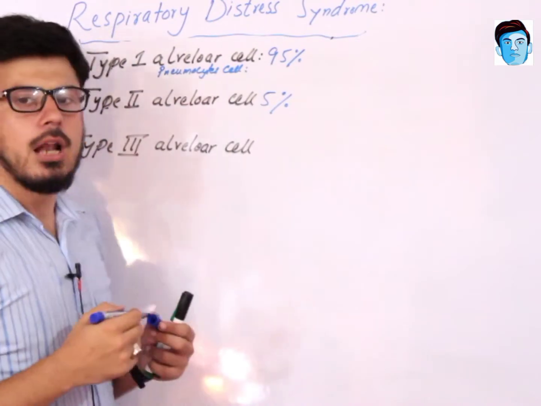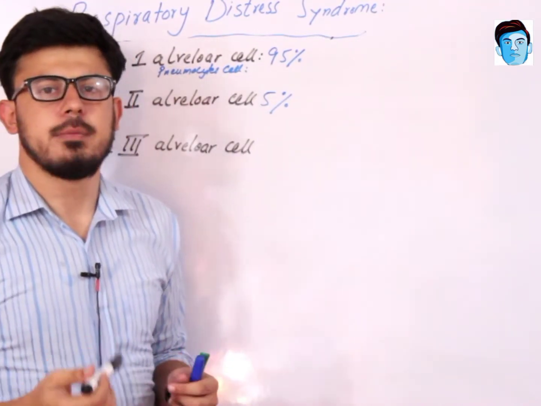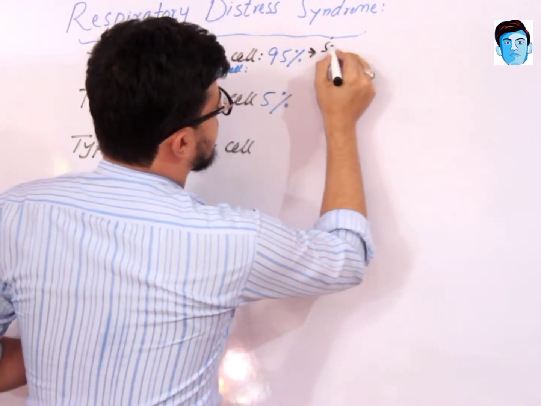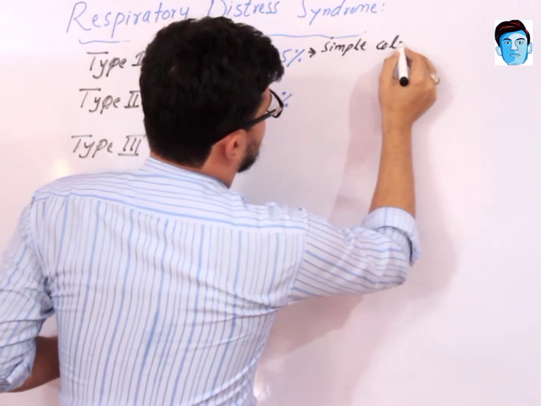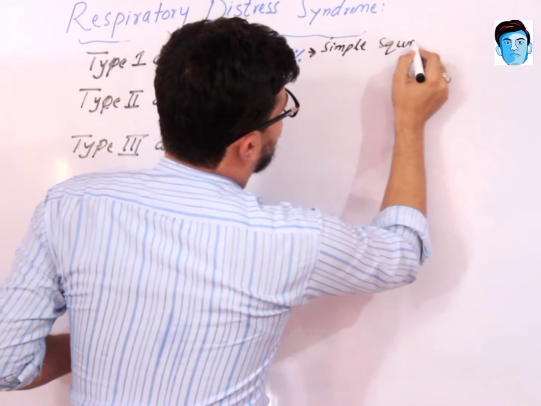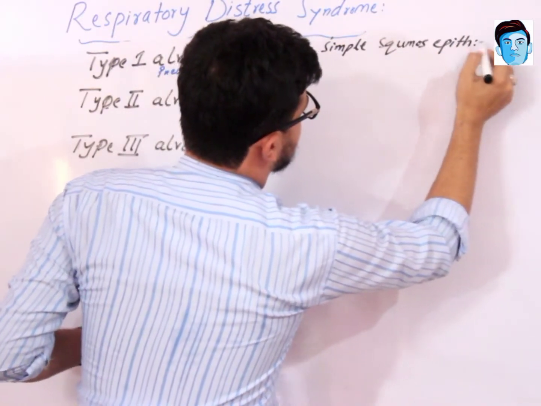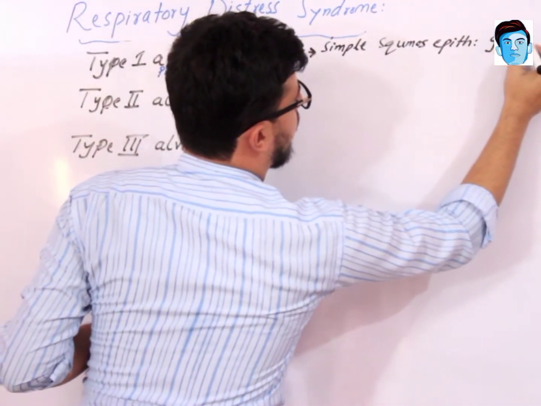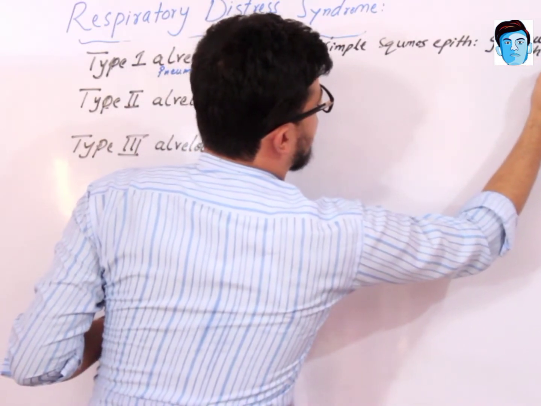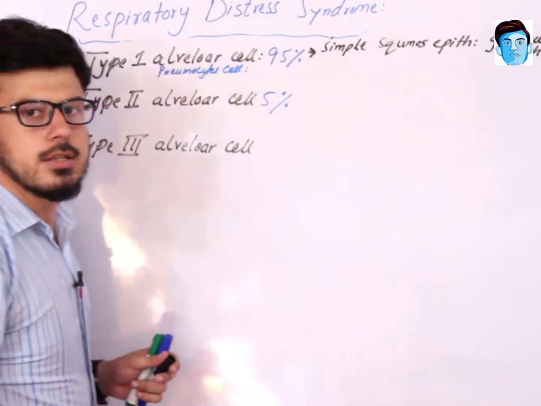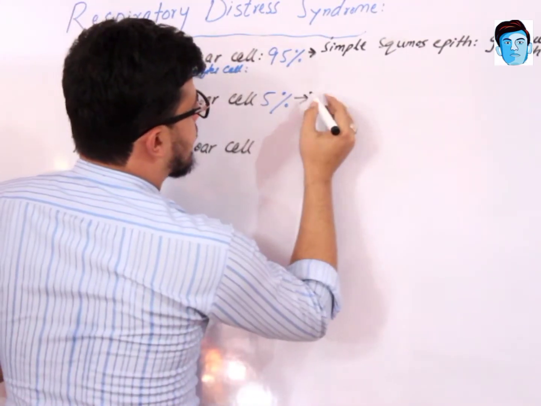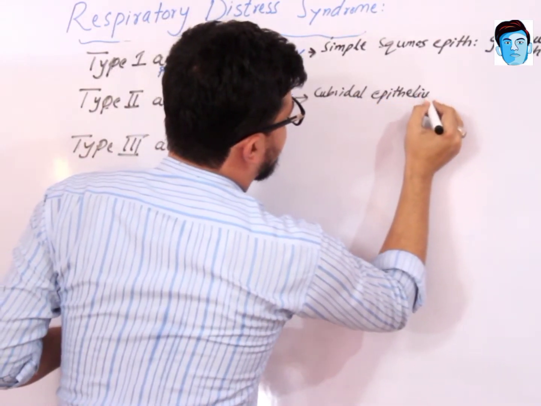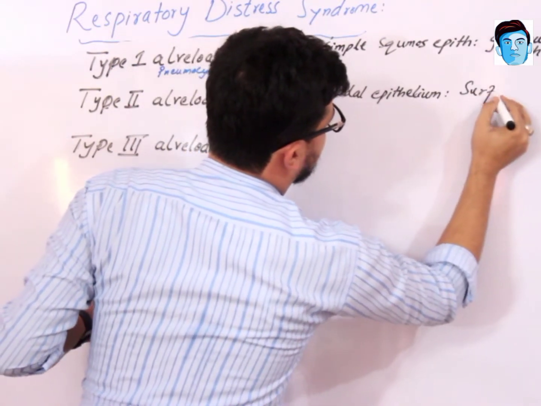Now, type 1 alveolar cells are lined by simple squamous epithelium. As you know, simple squamous epithelium helps in gaseous exchange, so these cells help in gaseous exchange. Secondly, type 2 alveolar cells are lined by cuboidal epithelium, and these cells secrete a specific fluid called surfactant.